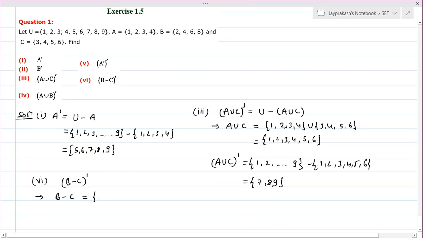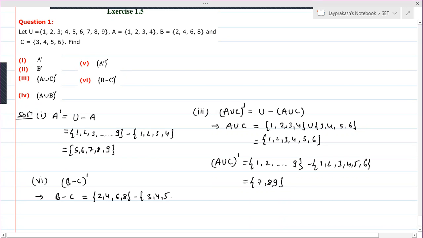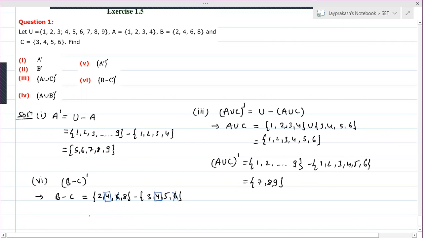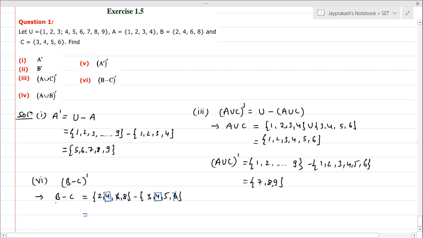Now, what do we mean by B minus C? We will write all the elements of B, then minus all the elements of C. So let's cancel out. We will cancel those elements from B which are present inside C. If you can see here, 5 is in C, so we will take it out. Then 6 is also there, so 6 is cancelled. Now the remaining elements from the first set are 2 and 8.